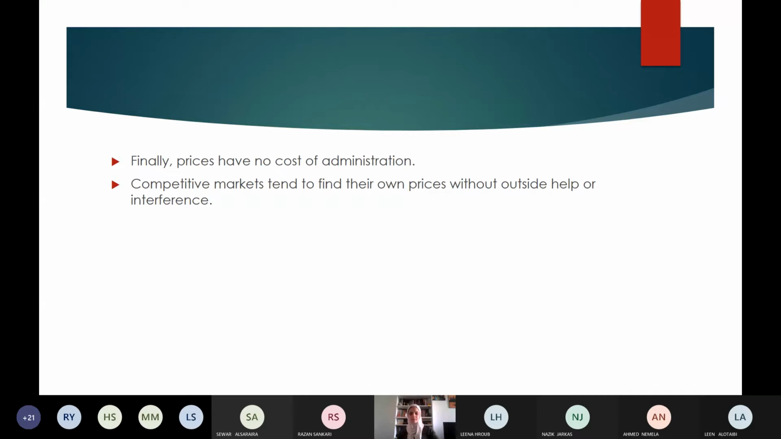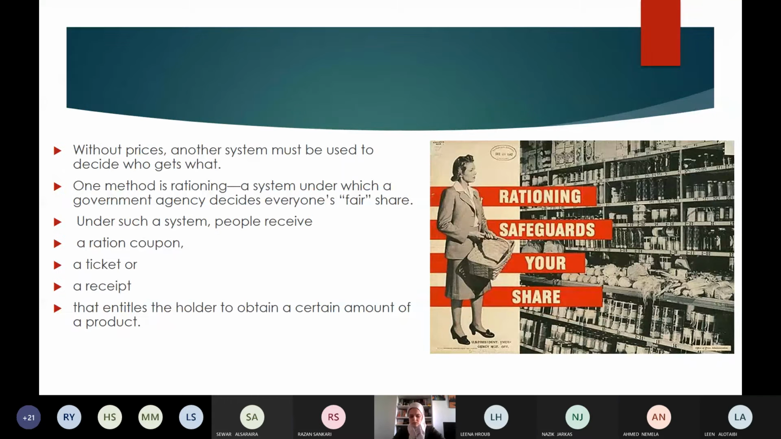Okay? Now we go to something that says, if there is no price, what happens if there is no price for this cup? There is another system, a way other than price, used to decide who gets what. Who will decide who gets what? I want to buy a cup with red rubber. I will go to Danube and buy it from Danube. No. The government says no. You will not buy this from Danube. I determine what you take. The government determines what I get, which is called rationing. Rationing is a system under which a government agent decides everyone's fair share.